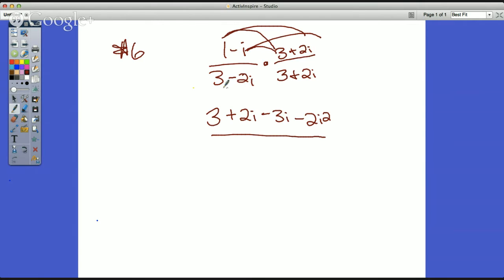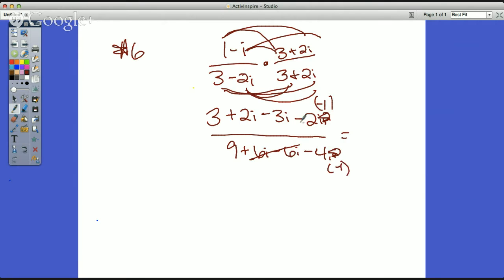Now let's look at the bottom. 3 times 3 gets me 9. 3 times 2i gets me 6i. Negative 2i times 3 is negative 6i, and negative 2i times 2i is negative 4i squared. So we have a cancel here. On the top, this i squared turns into negative 1, and so does this one on the bottom, so that simply changes the sign. Now we've got plus 2 here. 3 plus 2 gets me 5. 2i minus 3i is negative i. So I have 5 minus i on the top. On the bottom, negative 4 times negative 1 is 4, and 9 plus 4 is 13.